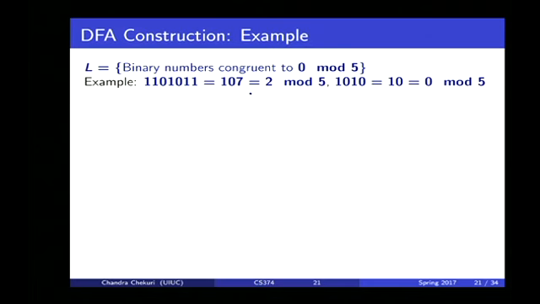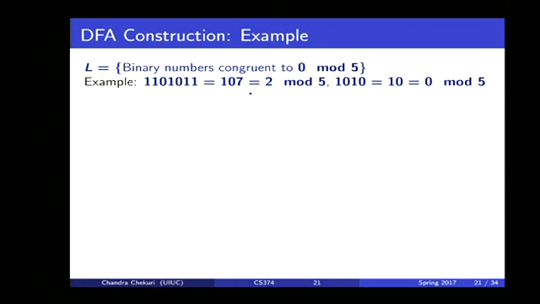But the number 1101011 in binary, what does it mean? In decimal, that is 107, right? And if you take the remainder modulo 5, what do you get? You get 2, so you should not accept that. So how would we design a DFA for this?